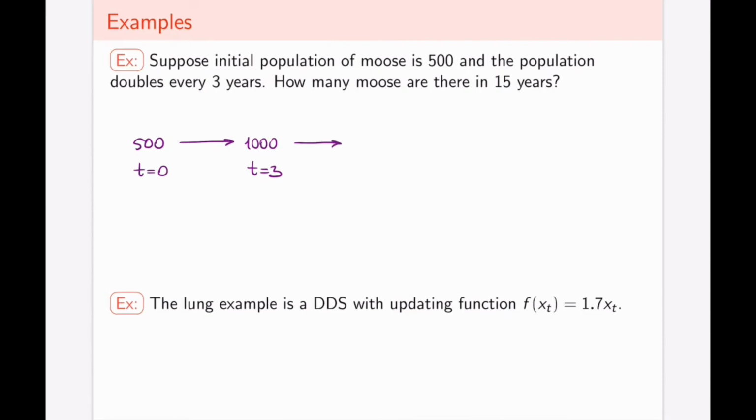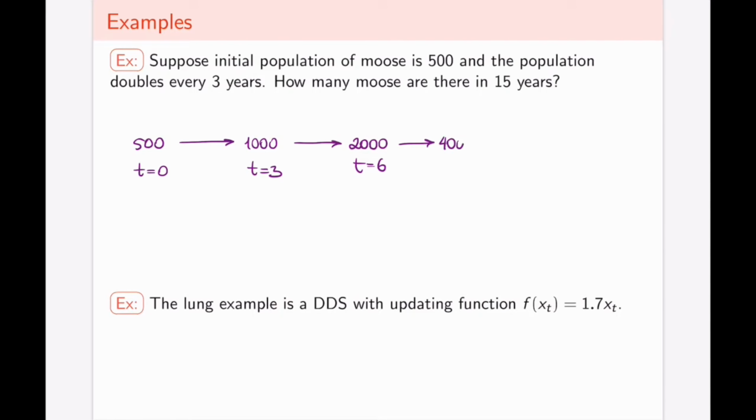The population doubles every 3 years, so I take my current value, multiply it by 2 to produce the next one, and then this value will correspond to the year t equals 6. We're not there yet. I will double my current value again. Notice that in the discrete dynamical systems, I will always be working with the current value to produce the next one. I am never looking backwards. I'm looking at the present state and into the future.